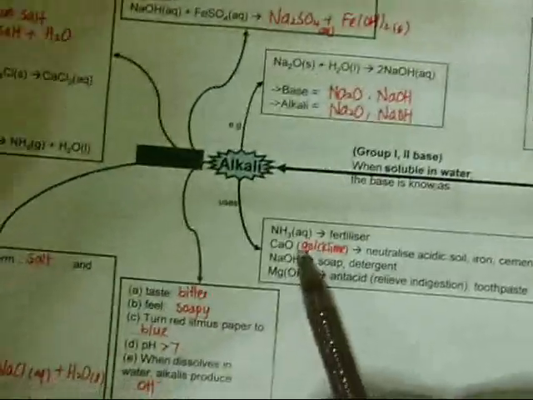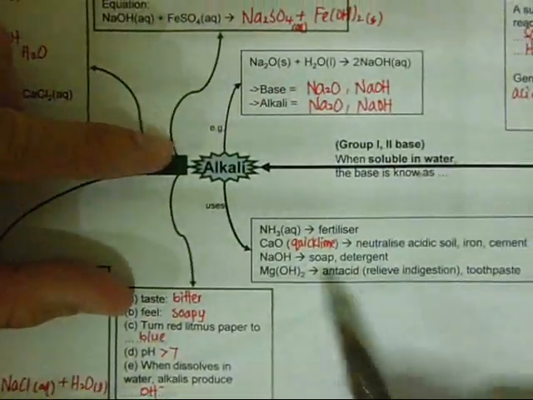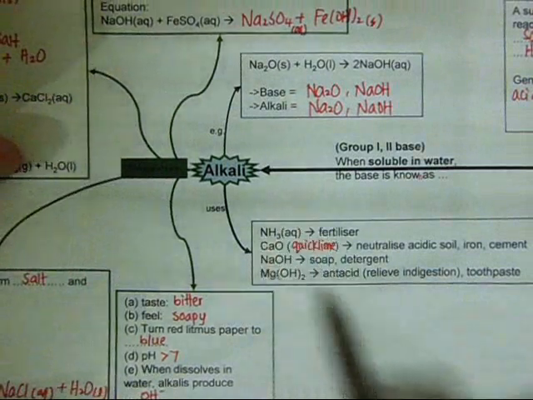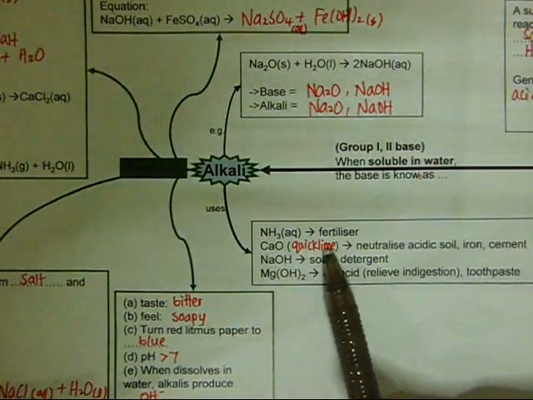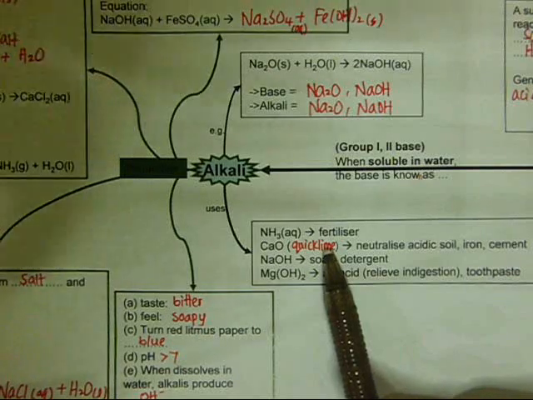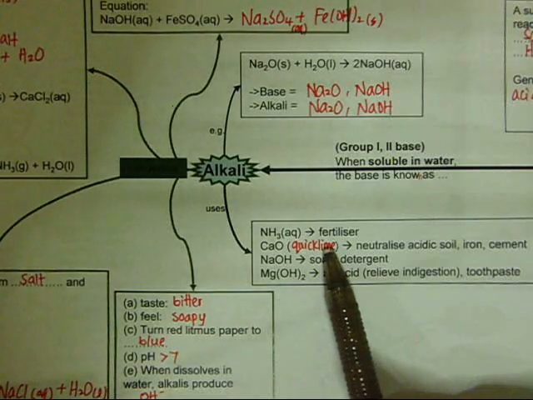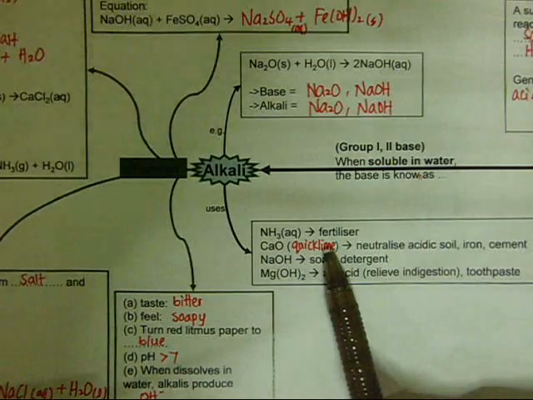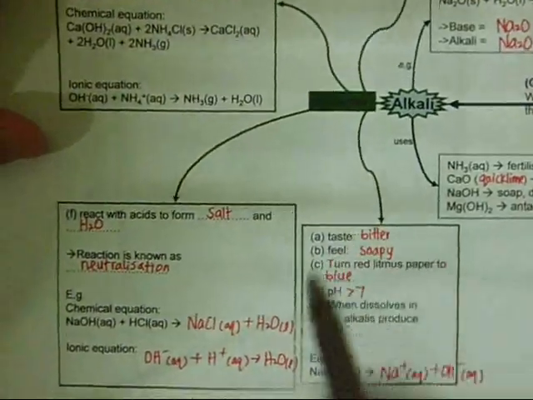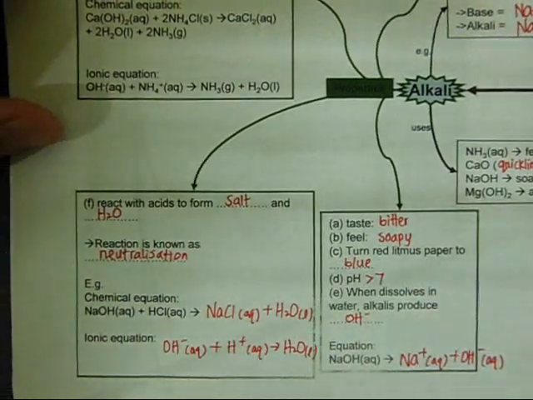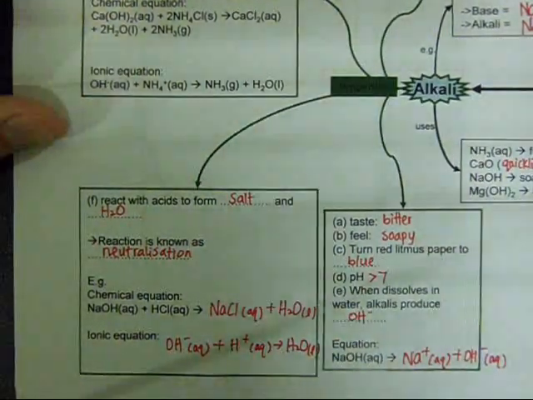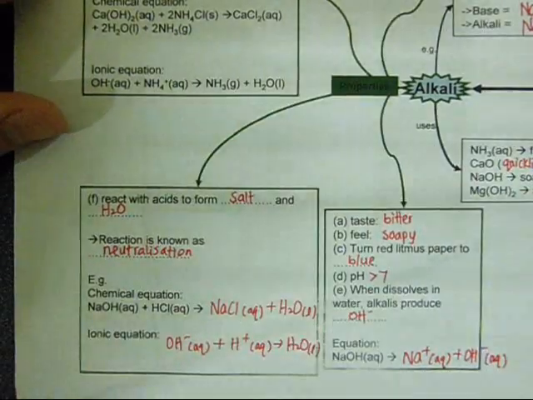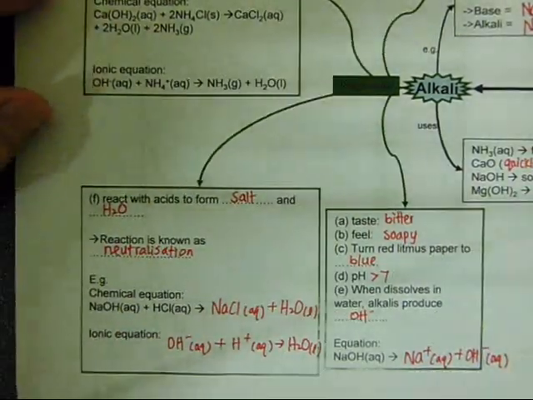Okay, uses of alkali. So alkali, what are they being used for? Okay, calcium oxide, another name is quicklime. Calcium hydroxide, which is your lime water, another name for calcium hydroxide is slaked lime, S-L-A-K-E-D. And then the properties of alkali. And of course, the definition of alkali would be when it's a substance when dissolved in water produces hydroxide ion.